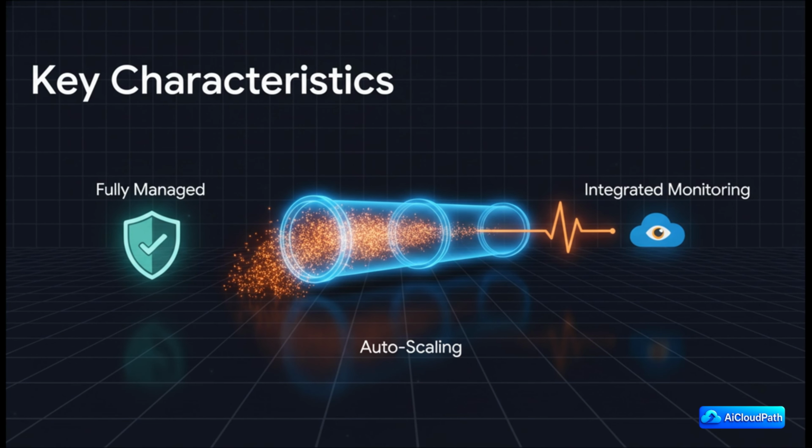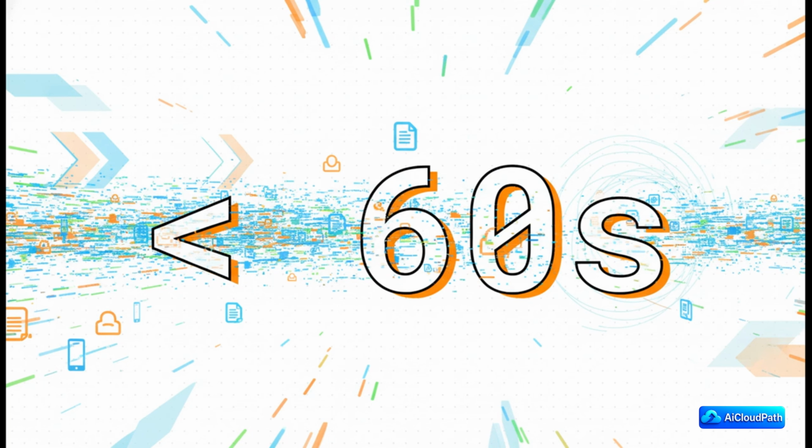Now, what's the big deal here? Well, two things: fully managed and auto-scaling. And what that really means for you is you do basically nothing. There are no servers to manage, nothing to provision. You just point your data at Firehose, and it automatically scales up or down to handle whatever you throw at it. A tiny trickle, a massive flood, it doesn't care. It just works.